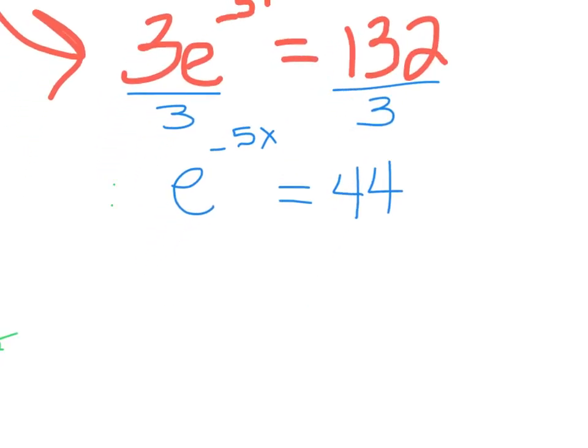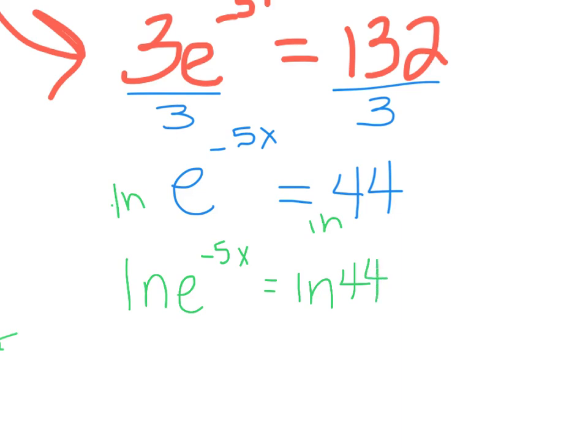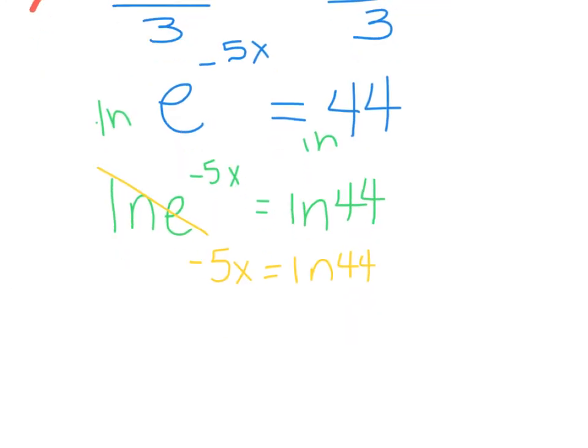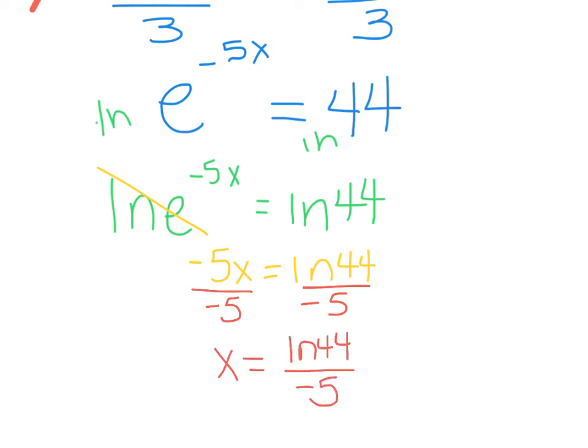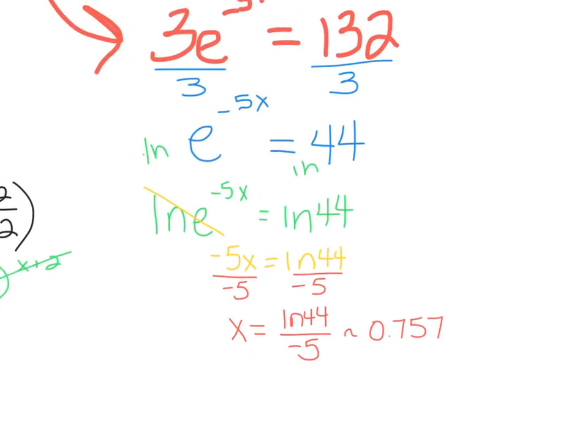Now I can ln both sides. And I get ln of e to the negative 5x equals ln of 44. ln of e cancels out. I get negative 5x equals ln of 44. And then I would divide both sides by negative 5. So ln of 44 divided by negative 5 is how it would stay without a calculator. But with one, ln of 44 divided by negative 5 is negative 0.7568, so negative 0.757.